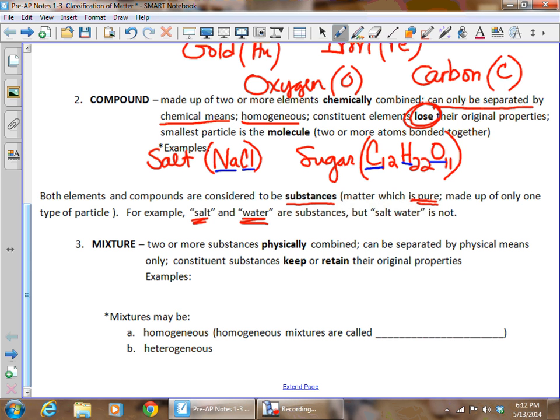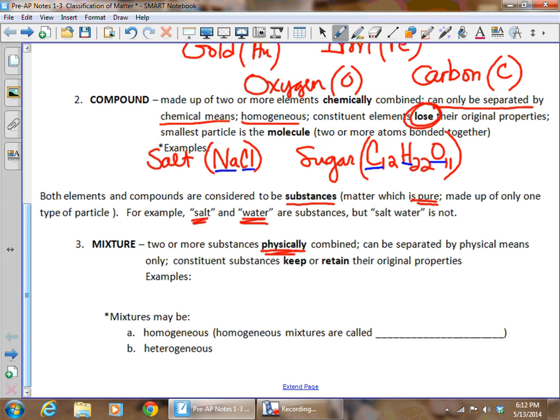Now, when we do have something that's made up of two or more different kinds of substances, we have a mixture, our final classification. These substances are physically combined. They can be separated by physical means. So our salt and pepper example from earlier is an example of something that can be physically separated. Once again, I'm not sure why you would ever want to do that with a pair of tweezers, but you could.